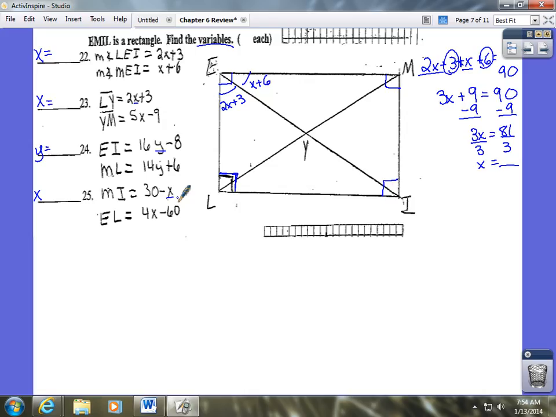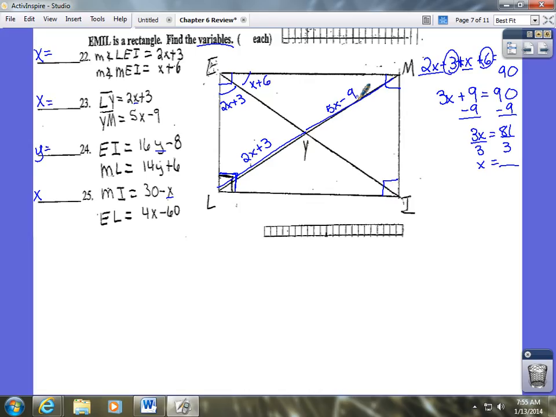Now for the second problem, LY. Let's see. LY is this section right here. It is 2x plus 3. And YM, which is this section right here, equals 5x minus 9. Okay, well that's great and everything, but how do I solve it?